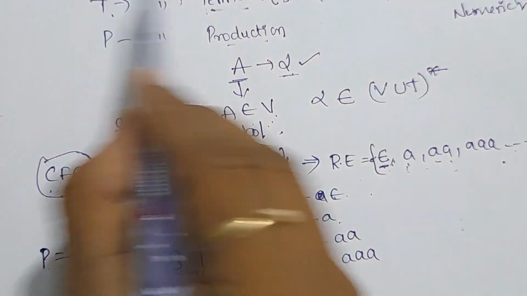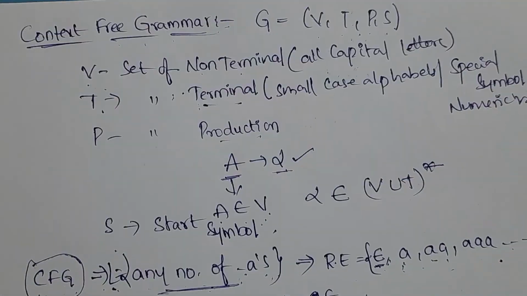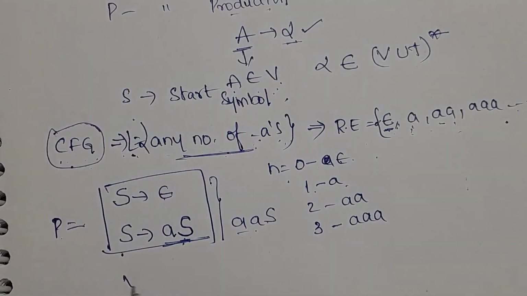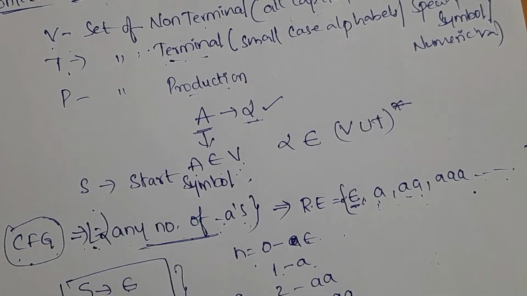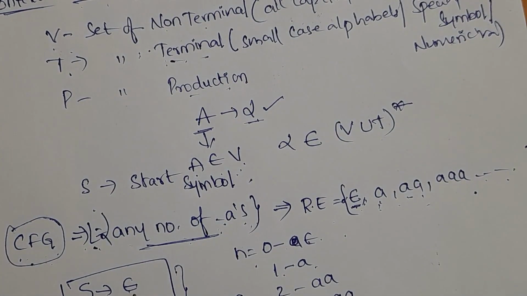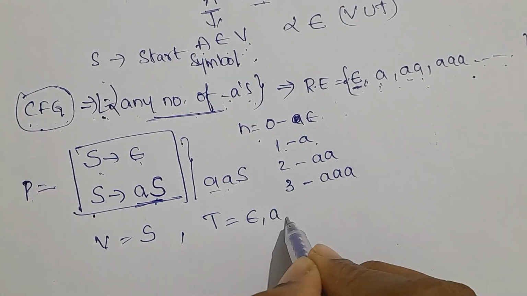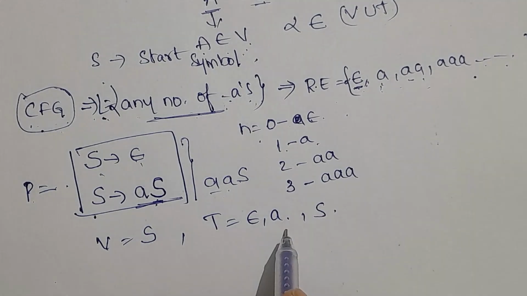If you observe carefully, in this case the non-terminals, V, are just capital S. And the terminals are the special symbol epsilon and a, P is the set of productions, and S is my start symbol.